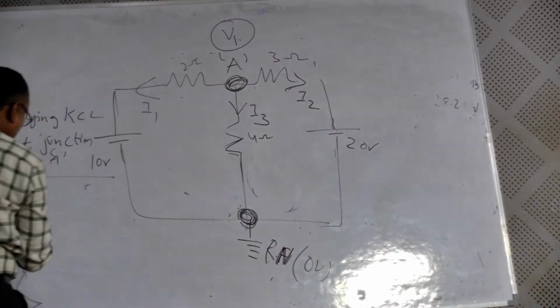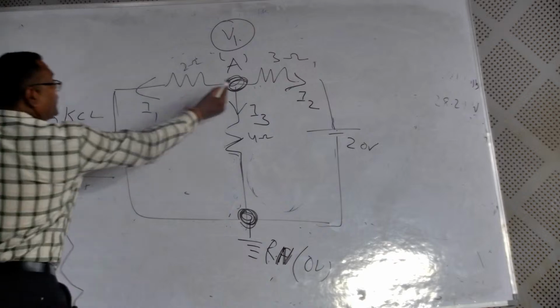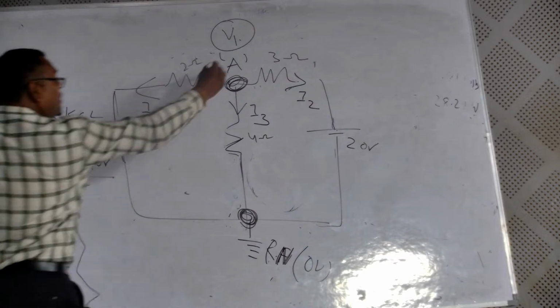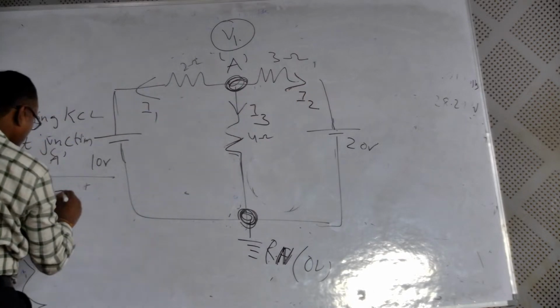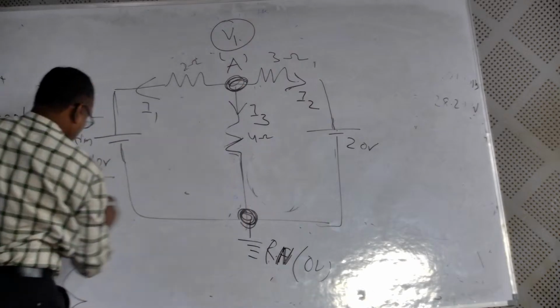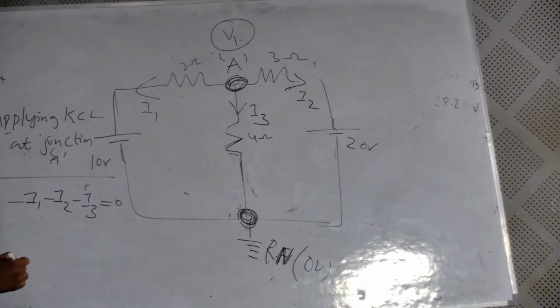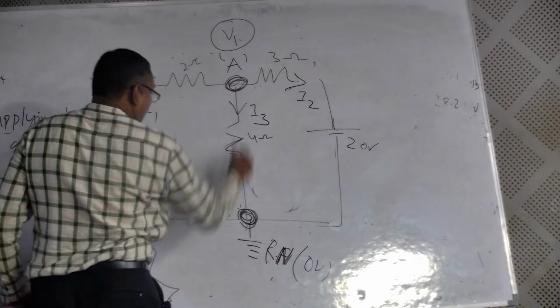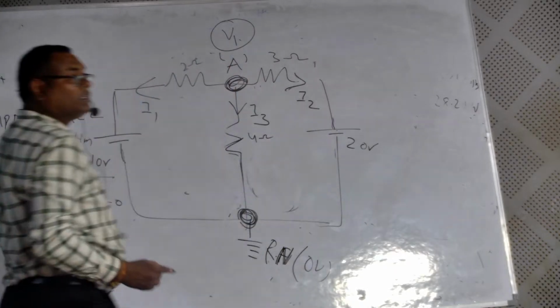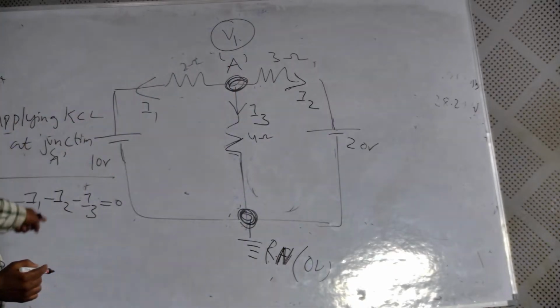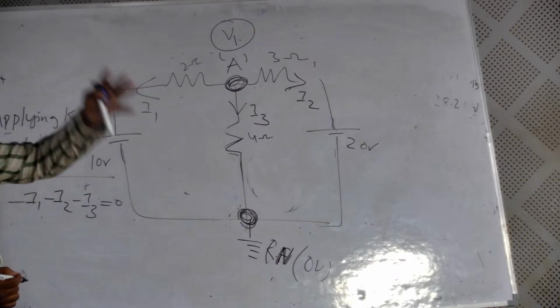Can I say minus I1 away from the junction? Can I say minus I2, minus I3 is equal to 0? Is it correct? Minus I1 minus I2 minus I3 away from the junction is equal to 0.